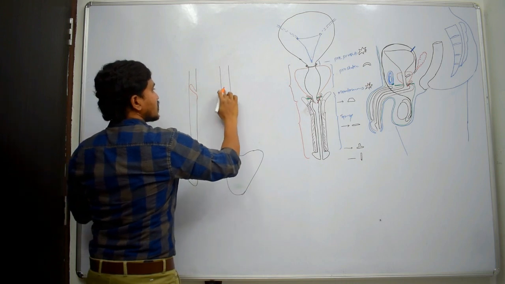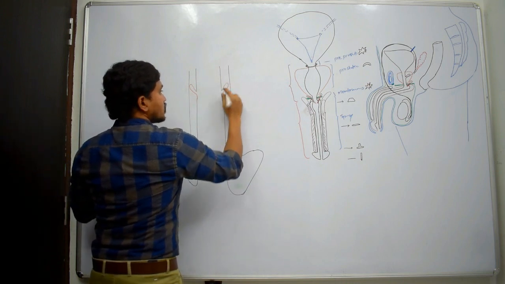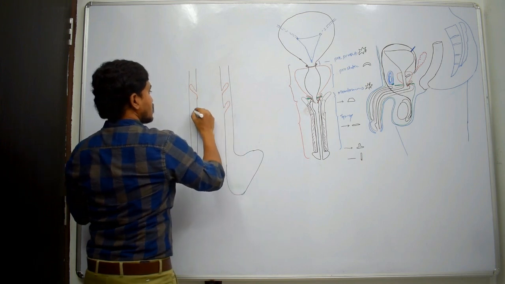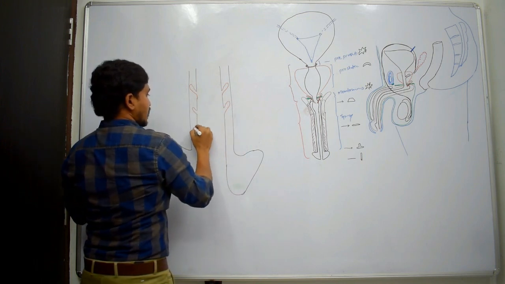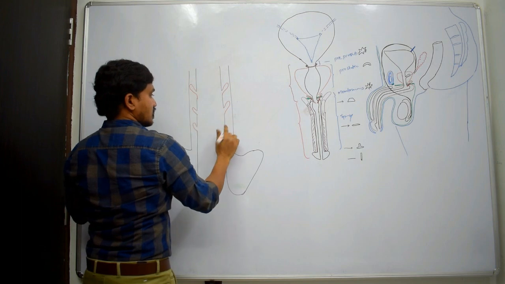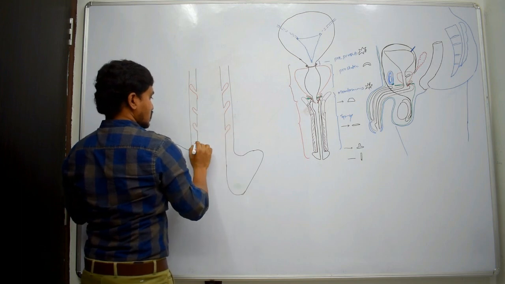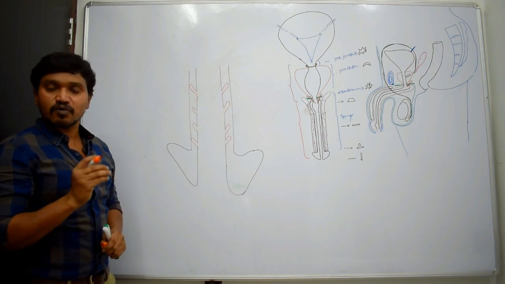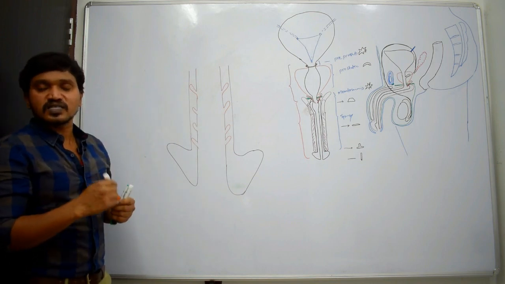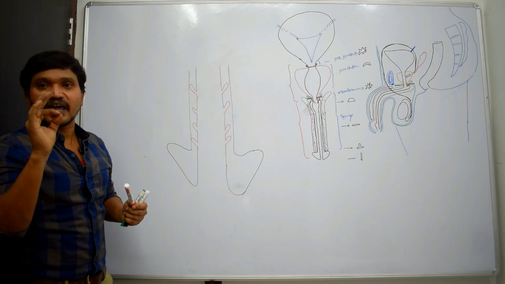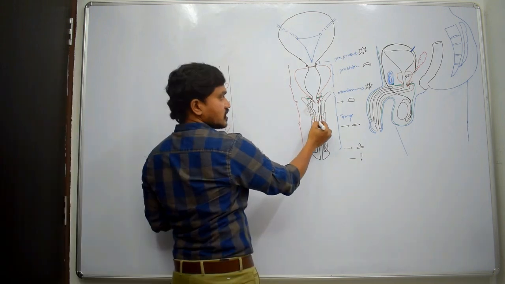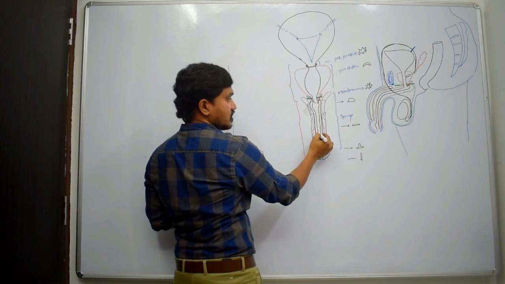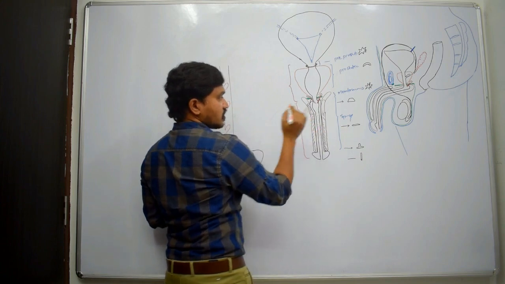These simple mucous glands are opening into the urethra, right? So these are urethral glands. Urethral glands we can also call urethral glands of Littre or Littre's glands. Along with these urethral glands you can find some recesses. Those recesses, what we are calling urethral lacunae. Here you can see some pit-like recesses. These pit-like recesses, what we are calling urethral lacunae.